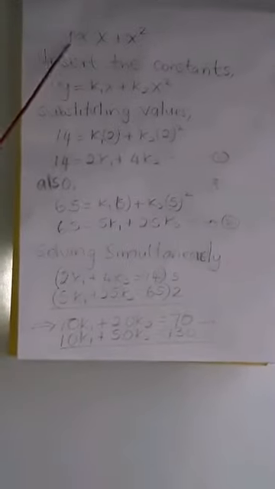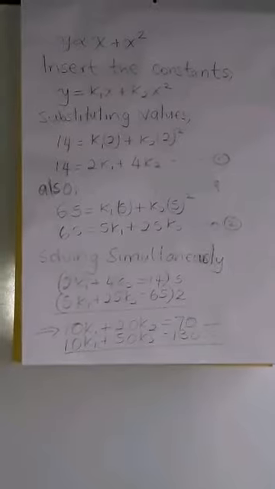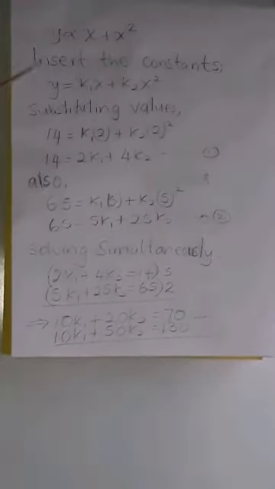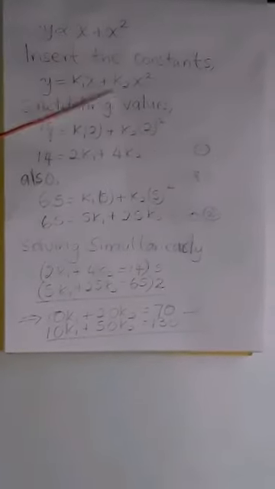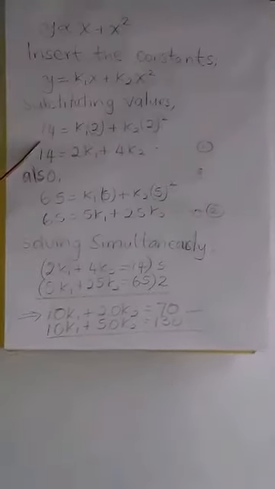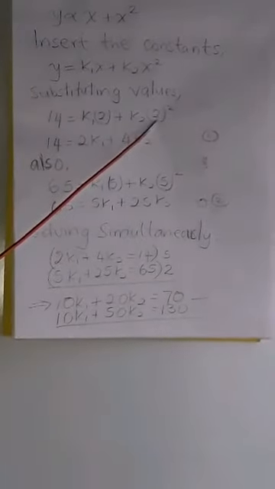Welcome back so that we may continue with the example. y varies partly as x and partly as the square of x. So we insert the constants: a constant for the first part and a constant for the second part. Substituting the values given, that y is 14 when x is 2, then x squared will be 2 squared.